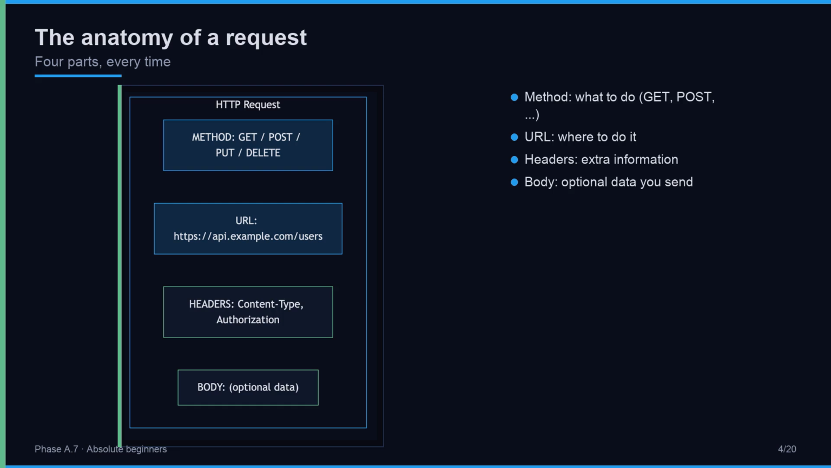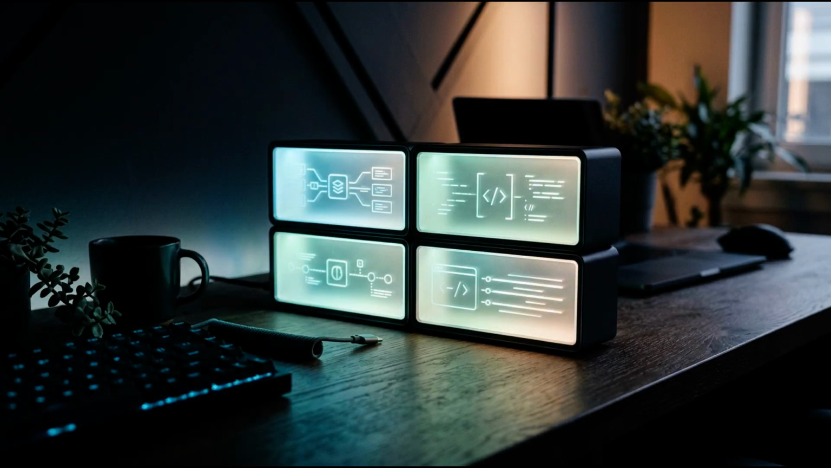Not every request has a body. But every request has a method, a URL, and headers. Learn these four parts once, you will see them forever. Four parts, every time. Every request carries four things: a method, an address, some headers, and sometimes a body. Learn these four parts once, and every API you meet becomes familiar.